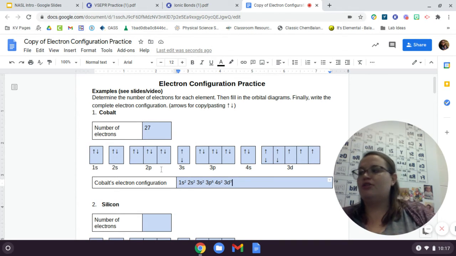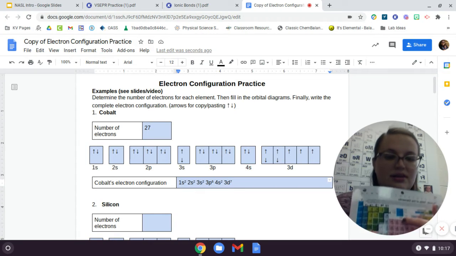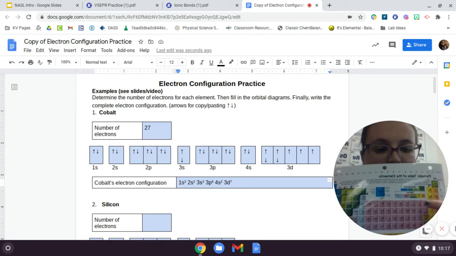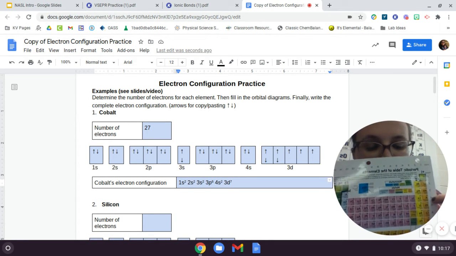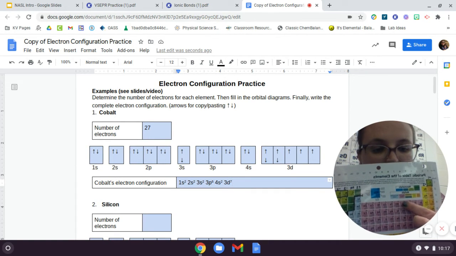I also know that if I go to the 3d block, which is this one right here, so it's row 4, 3d block, and I count over 7: 1, 2, 3, 4, 5, 6, 7, I'm on cobalt. So it's row 4 minus 1 would be 3d. 1, 2, 3, 4, 5, 6, 7 is cobalt.